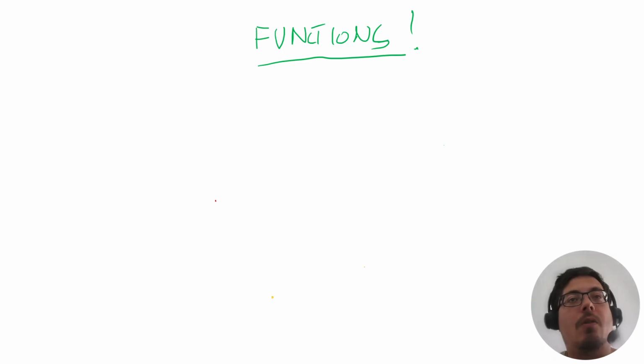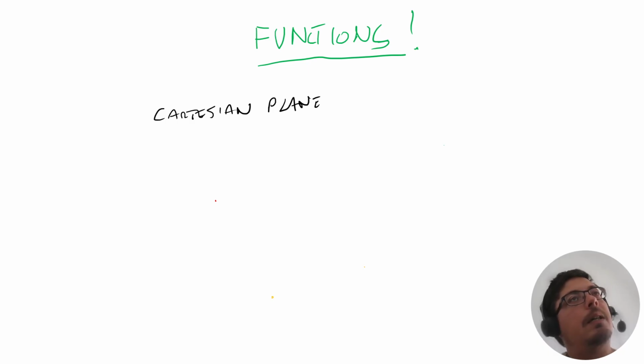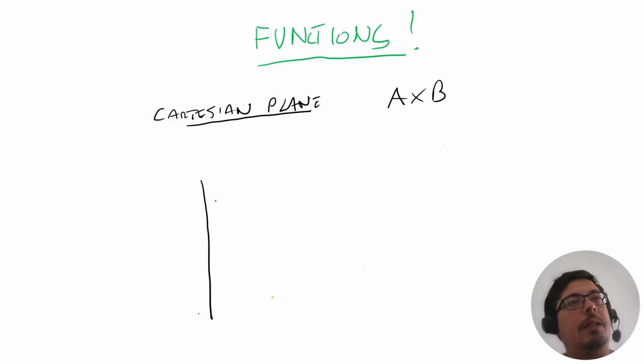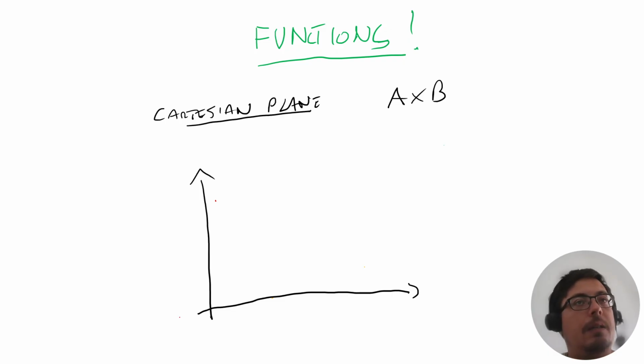Now, I hope everyone is familiar with the Cartesian plane. And the Cartesian plane is a composition of two sets, A times B. This is a composition where you do the product of two sets. A is this vertical line and B is this horizontal line. You can think about each as a set of elements. I will tell you what is in the set, and B is another set of elements.